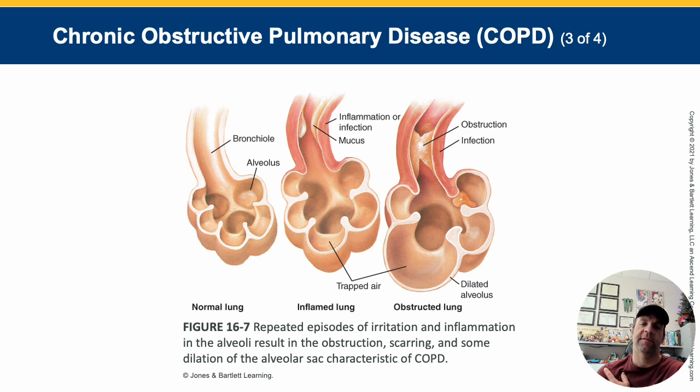Now, here we have in figure 16-7, this illustrates the long-term damage that's seen in COPD, because over time, repeated inflammation and exposure to irritants cause scarring, obstruction, and dilation of the alveolar sacs. In emphysema, the alveoli merge into larger dysfunctional air spaces, and that significantly reduces the surface area for gas exchange. Now this results in decreased oxygen uptake and increased carbon dioxide retention.